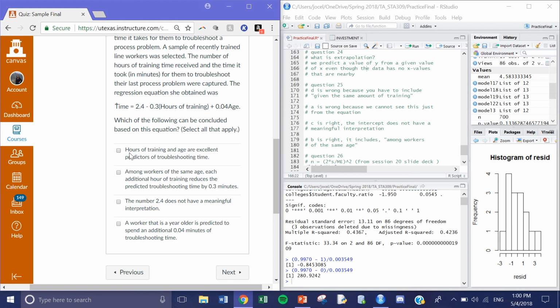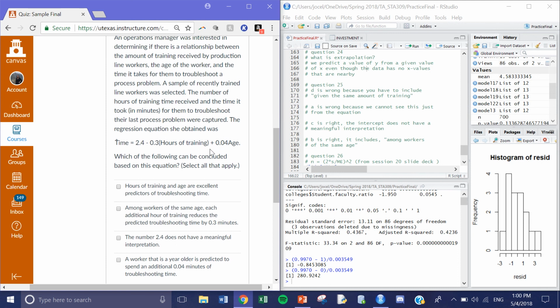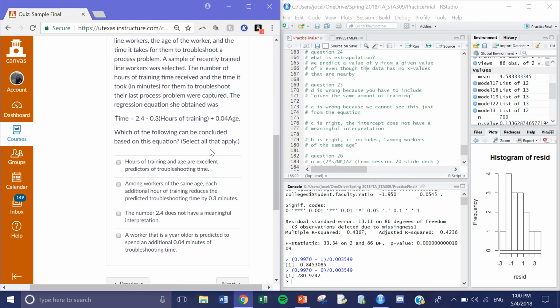The first option. Hours of training and age are excellent predictors of troubleshooting time. Just from this equation, we have no idea whether they are excellent predictors of troubleshooting time. We were not given any error measures. We weren't given a standard error number. We weren't given an R-squared number. So I cannot know whether they are good predictors just based on this equation.